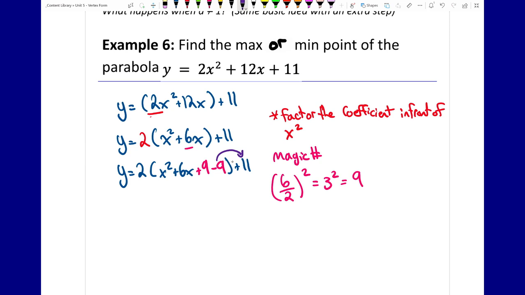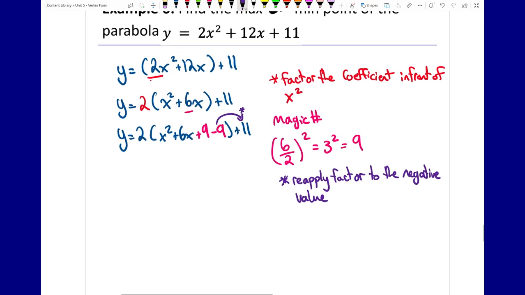However, because this entire bracket, everything inside the bracket, is being multiplied by a factor of 2, if I move something outside of that bracket, I need to reapply that factor. So another step that's different is we need to reapply the factor to the negative value. I'm going to put a star there to show that when I move that negative 9 out, I have to reapply that factor to that negative value.